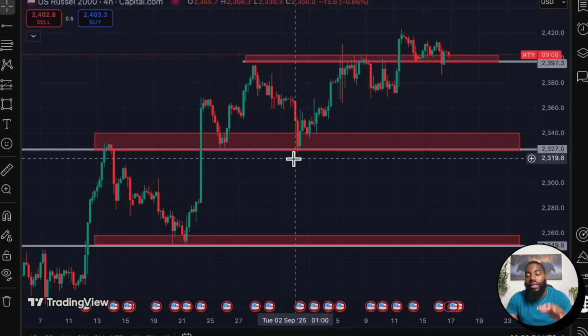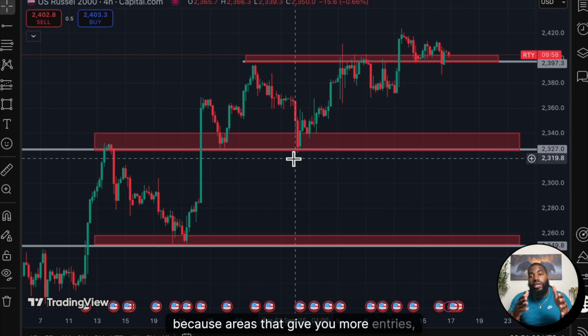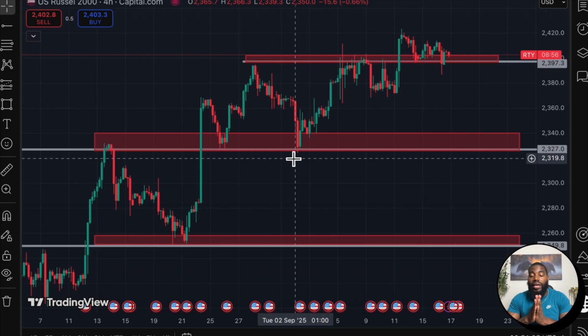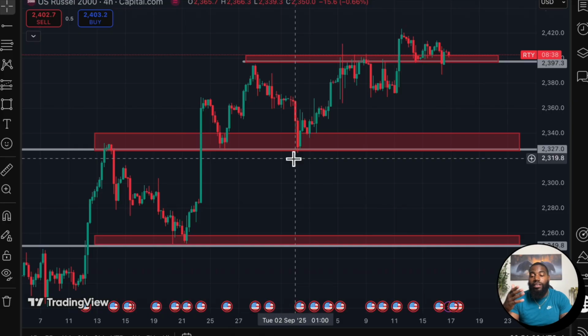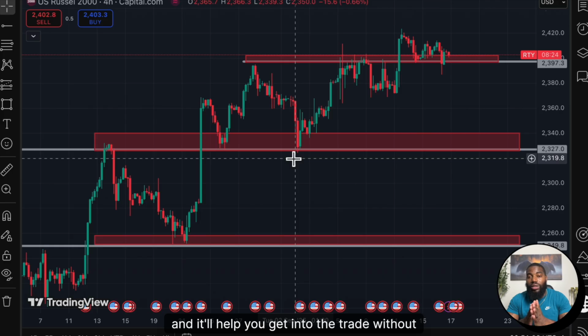So you may need areas, because areas will give you more entries, a better entry, and you're not specifically waiting on a stock to come back to a specific level, because sometimes the stock doesn't come back to that price level. It comes to that area, and then it might wick off. You can't catch it, and you get left without it. So make areas, make zones on your chart. Support and resistance zones. This will help find better entries, and it'll help you get into the trade without feeling like it has to come to that exact spot.